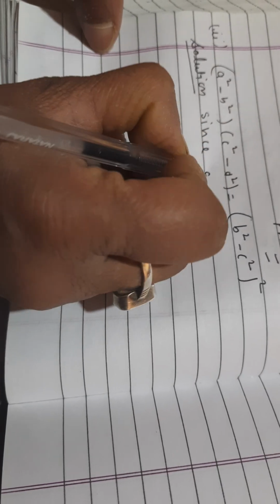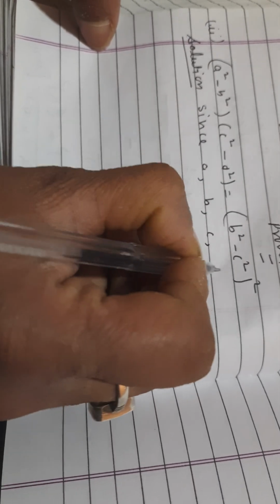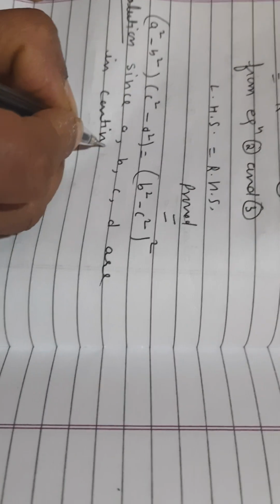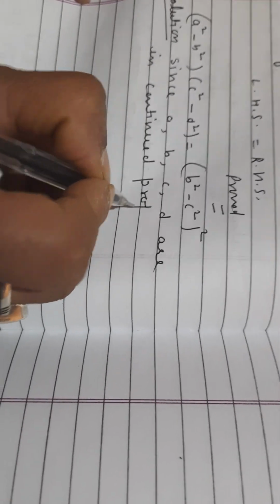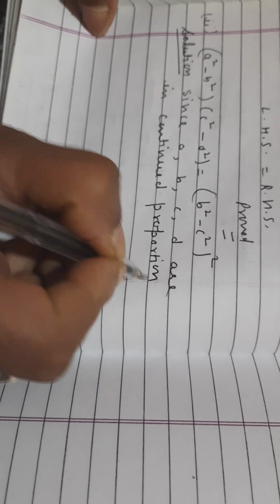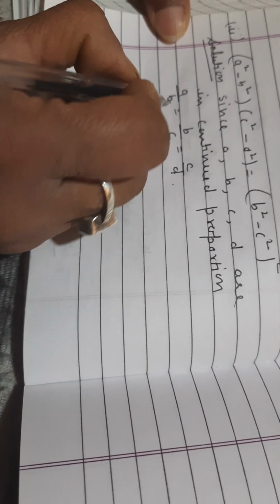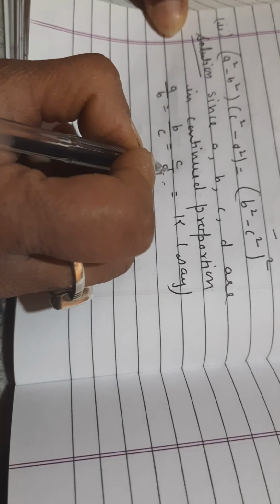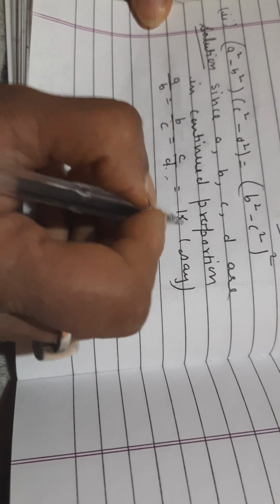Since a, b, c, d are in continued proportion, a/b = b/c = c/d. These three ratios are equal to each other. Let us consider that the value of each ratio is k. I am starting from here.